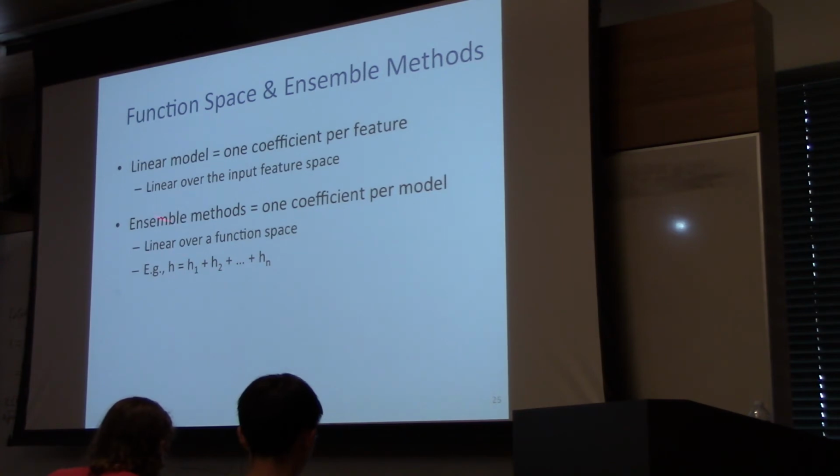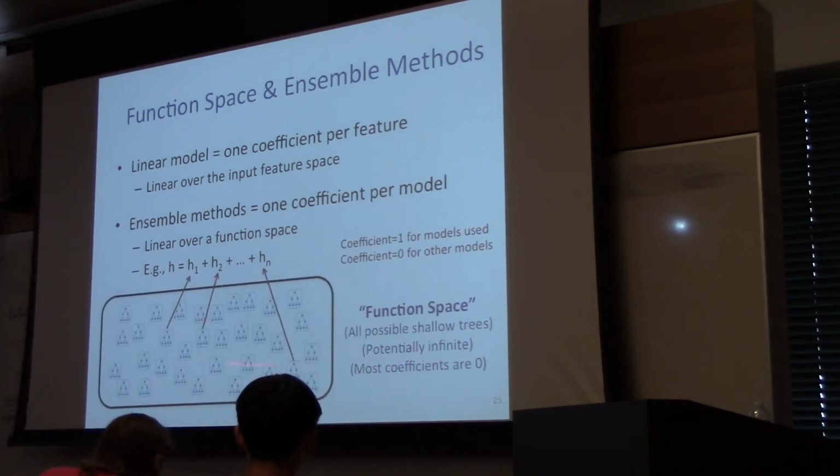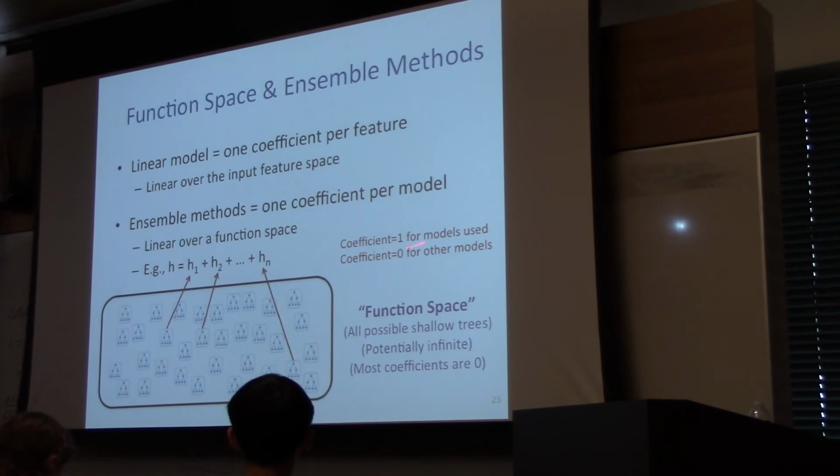So ensemble methods are linear in a function space, right? If we imagine some implicit space of functions where each dimension, each axis is a unique, let's say, decision stump, then an ensemble method is simply a linear combination over decision stumps. So that's known as a function space: the space of all possible shallow trees, potentially infinite. Most of the coefficients are 0, but our ensemble method places non-zero coefficients on a finite number of these. So we're optimizing over this infinite dimensional function space where we put non-zero coefficients on just a few functions, and our model is basically a linear combination of the predictions of these functions.